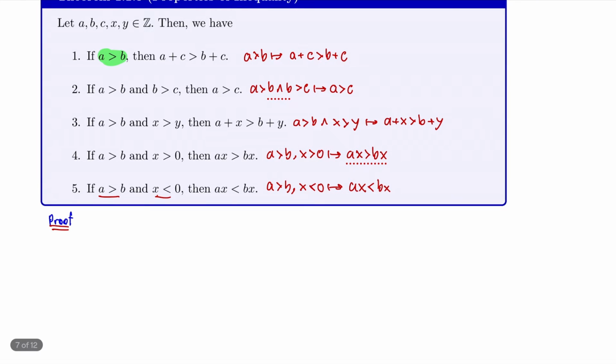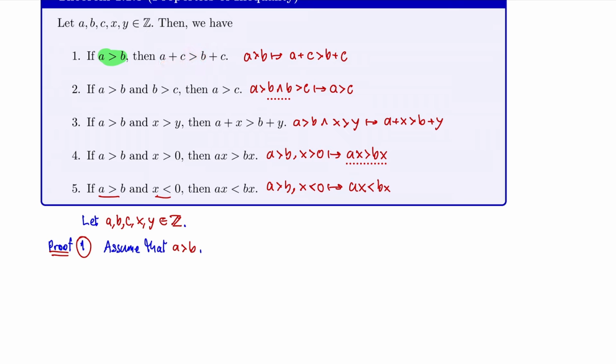So for this one, we will start by letting a, b, c, x, y, and z be integers. Okay, and we are going to prove number one. Proof number one. Assume that a is greater than b. Then we will try to show that a plus c is greater than b plus c.